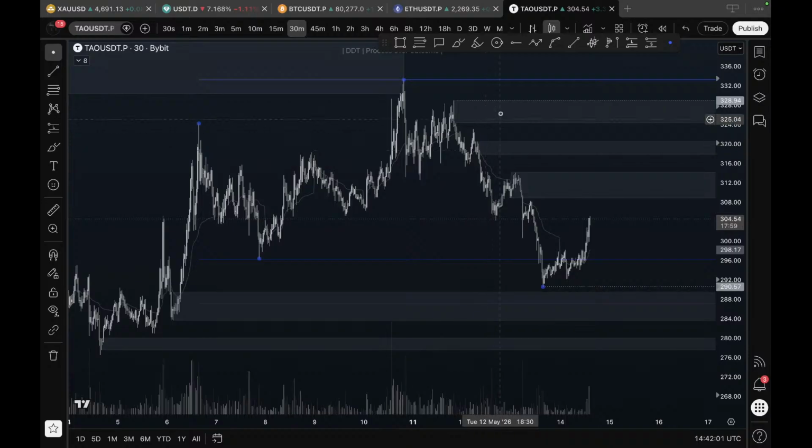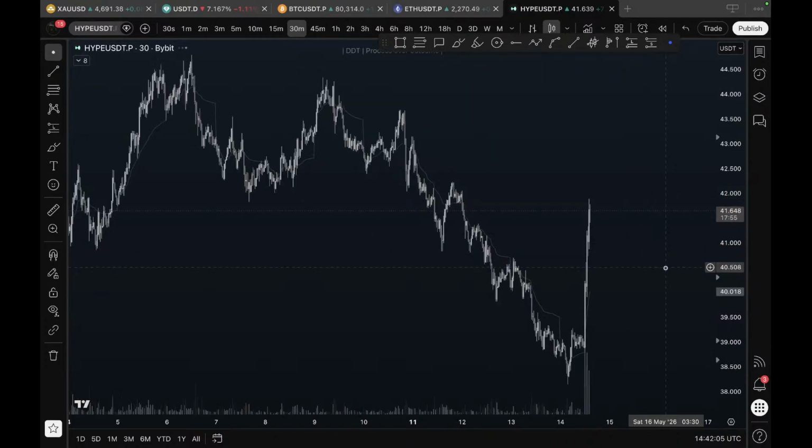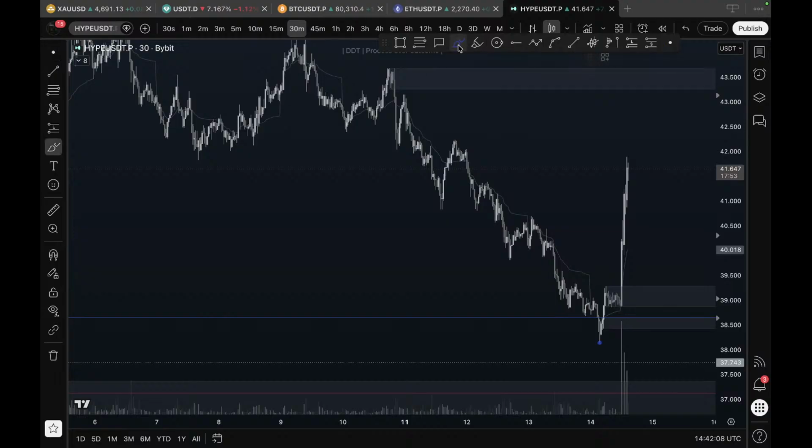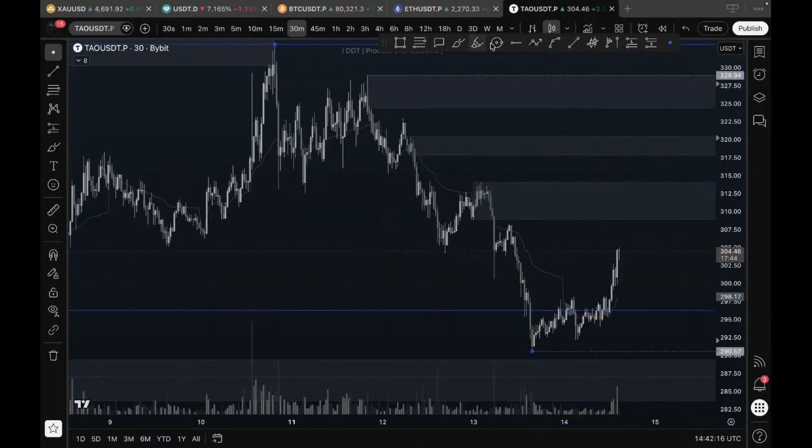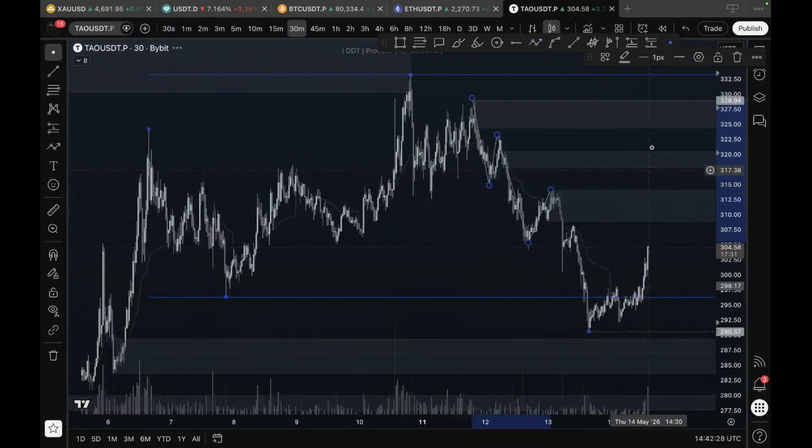However, here we have more supply zones. So as you can see, with Hype it is truly a lot of buy side liquidity with slow grinds down and not super aggressive moves. But with Tao, you can see more structure in it. So you have lower high, sell off, leaving supply behind, lower high, sell off, leaving supply behind. So the way up for Tao is much harder than it is for Hype.